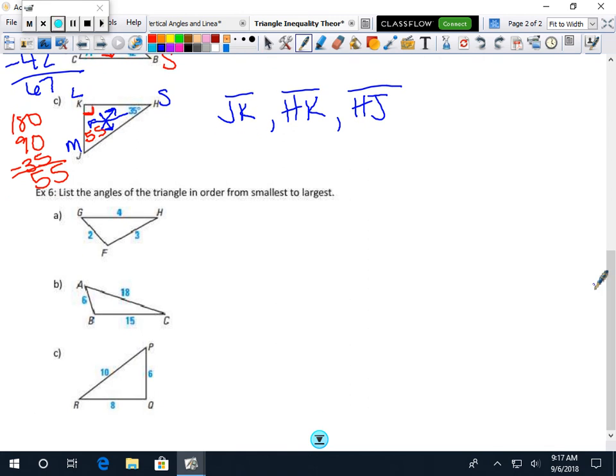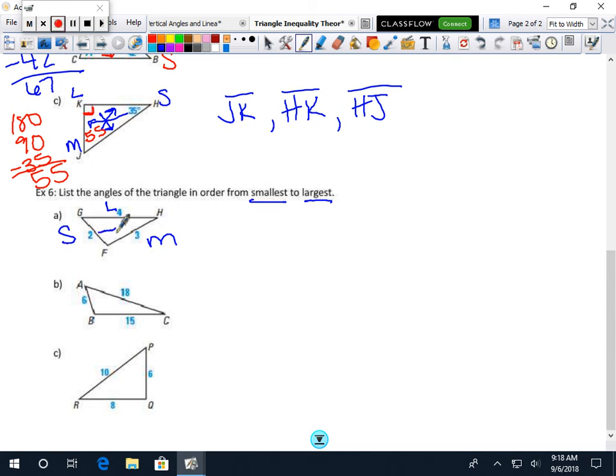Alright, looking at the last example on the notes page here, on example 6, they want us to list the angles of the triangle in order from smallest to largest. You need to keep that in mind, myself. So my largest side here on example A is 4. My medium side is 3, and my smallest side is 2.